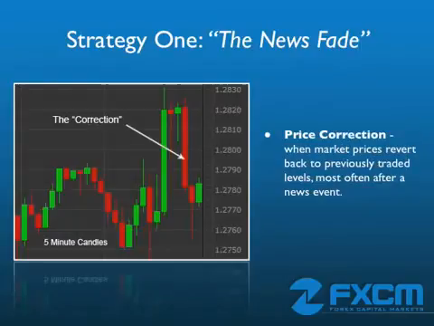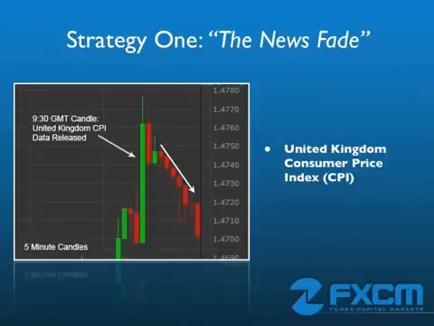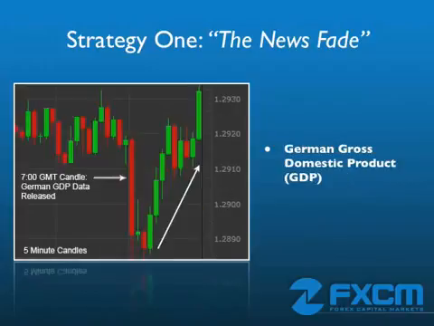If we look closely at the price action about 15 minutes after the news event, we can see that the price begins to move back to previously traded levels. Take a look at the price action here after the release of the United Kingdom's CPI numbers. There was a spike of about 80 pips, and about 15 minutes later, the price action begins to revert back to previous levels. Here's the price action after German GDP numbers. Once again, there's a spike of about 45 pips, and then about 15 minutes later, the price corrects back to previous levels. There are countless examples of this occurring, and I'm going to show you my way of trading it.